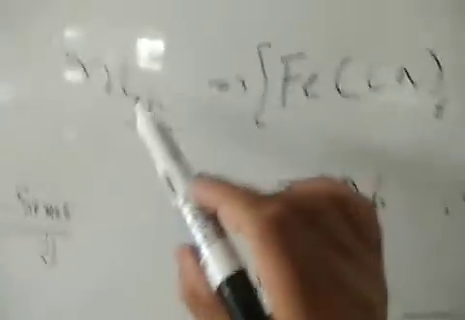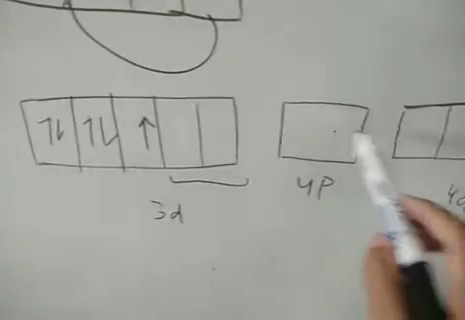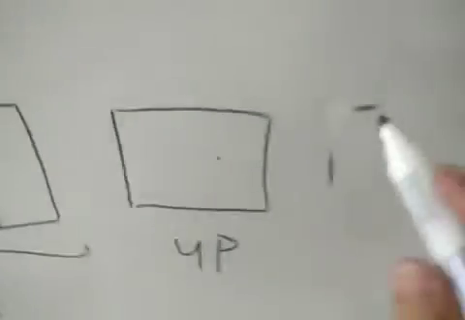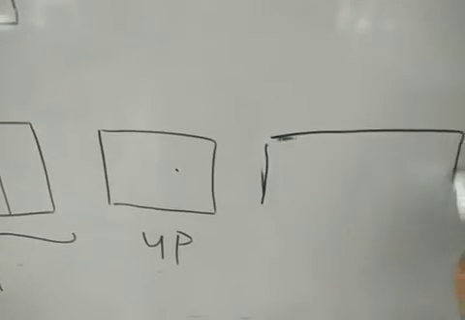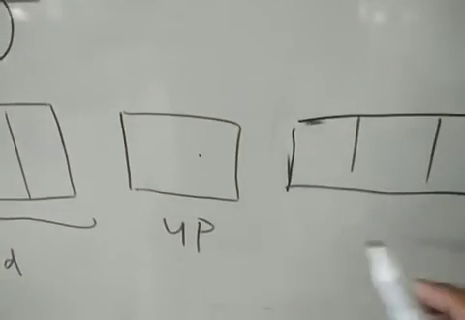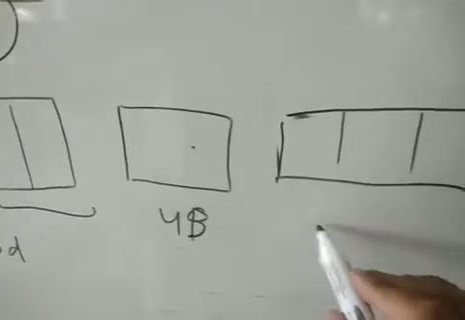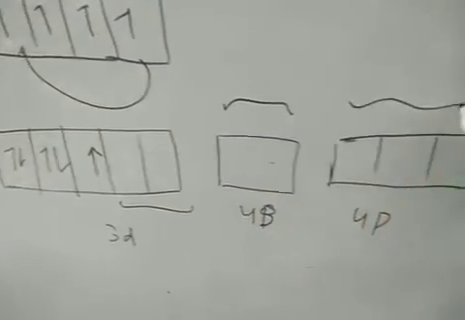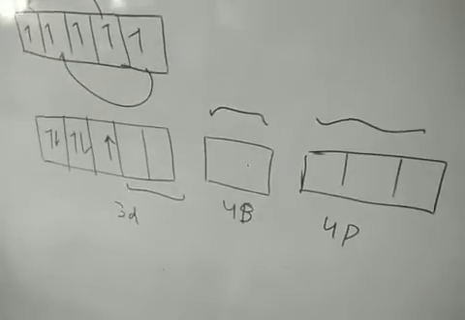Now we need 6 orbitals. Sorry, we have 4s here first, then 4p. So that makes 2, 3, 4, 5, 6. So this is available and this is available. So overall, the hybridization is d2sp3. So these are 6 orbitals.